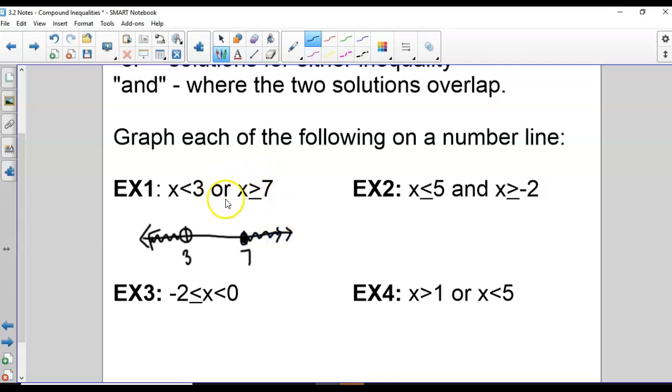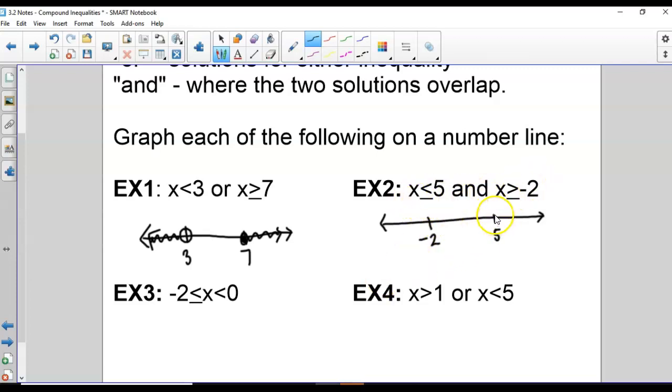And this is an "or" problem, so our answer is wherever either of the two are shaded. So your answers are all the numbers here below 3 and all the numbers above 7, including 7. Example 2 is an "and" problem, so this is going to be a little bit different. So we have -2 and 5, and we're going to graph these together.